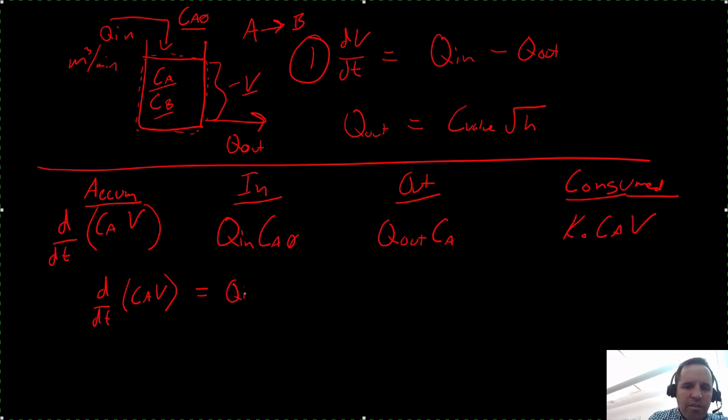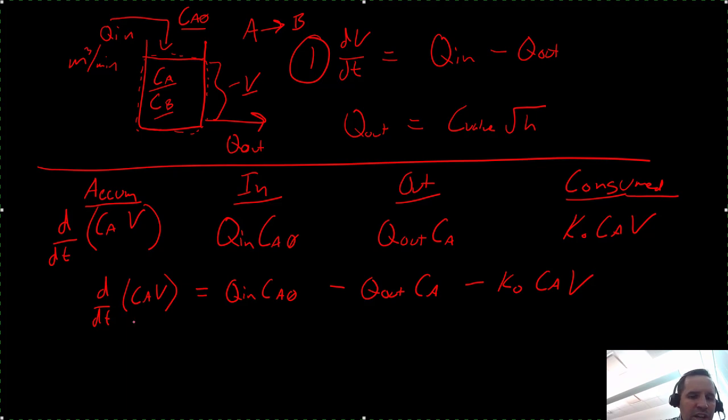So here we have Q in times Ca0 minus Q out times Ca minus K0 times Ca times V. So now we have our differential equation. We need to take a couple more steps here. We need to solve this explicitly for dCa dt. So we're going to do a little trick.